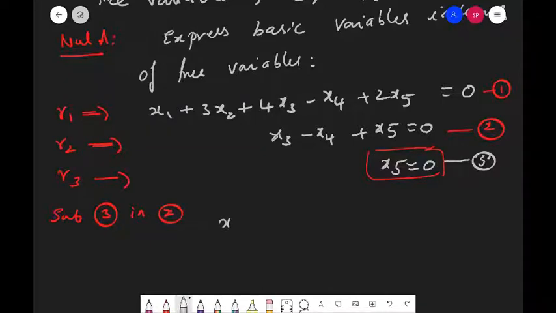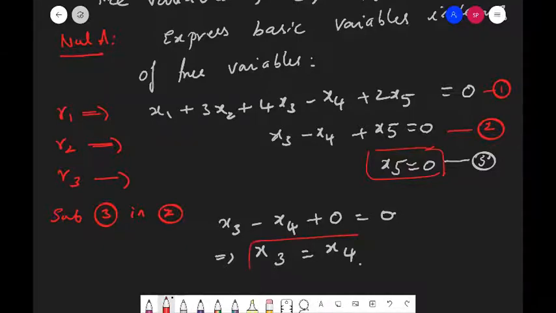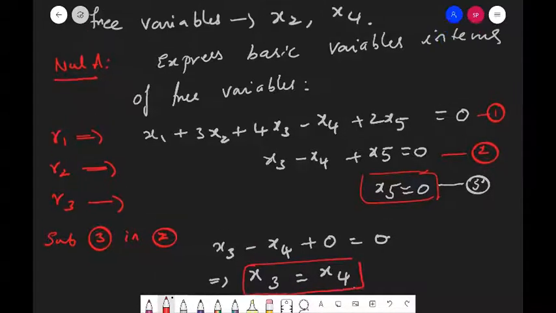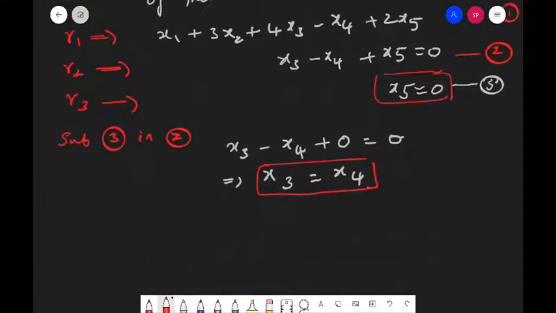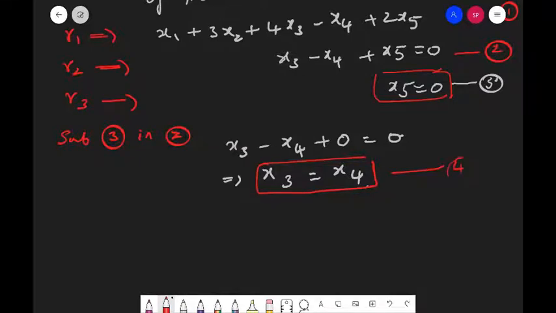Then you have x3 minus x4 plus 0 is equal to 0, which implies x3 is equal to x4. So the basic variable x3 we have written in terms of the free variable. This is equation 4. Now let us consider equation 1.